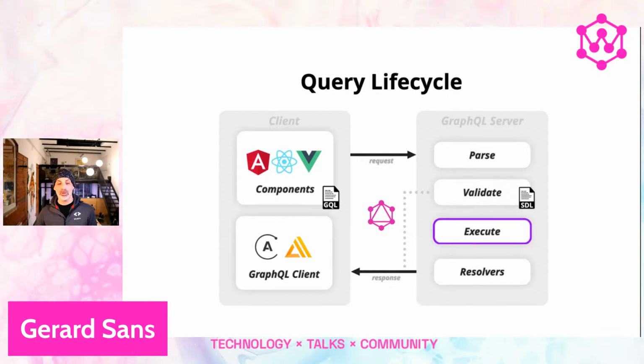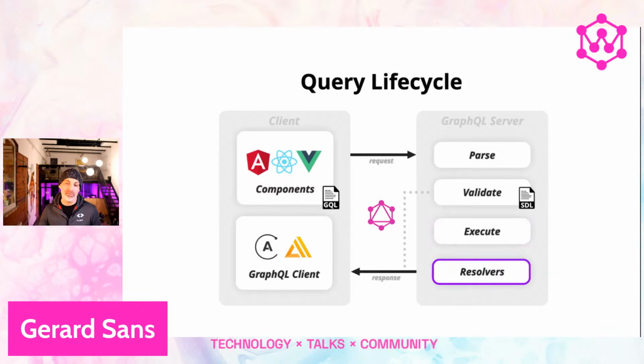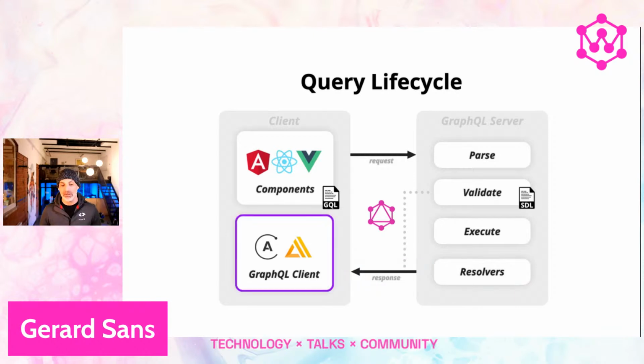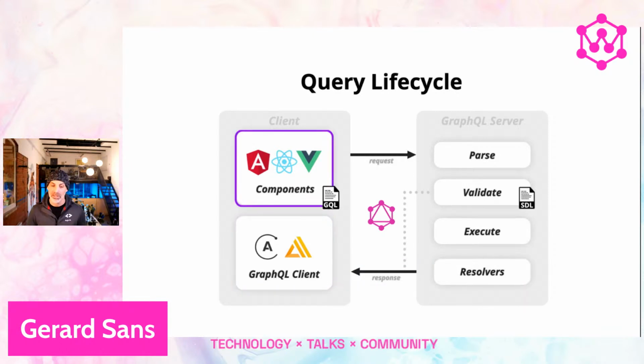After that, it's going to go into the execution stage. So we break down the query. We validate that the query is valid. And then we will execute that query, what will end up being calls to different resolvers that will bring the results from the backend. We can use any number of data sources in this phase, and that will send back the response. That will get to the GraphQL client and back to the client. And this will be the query lifecycle.